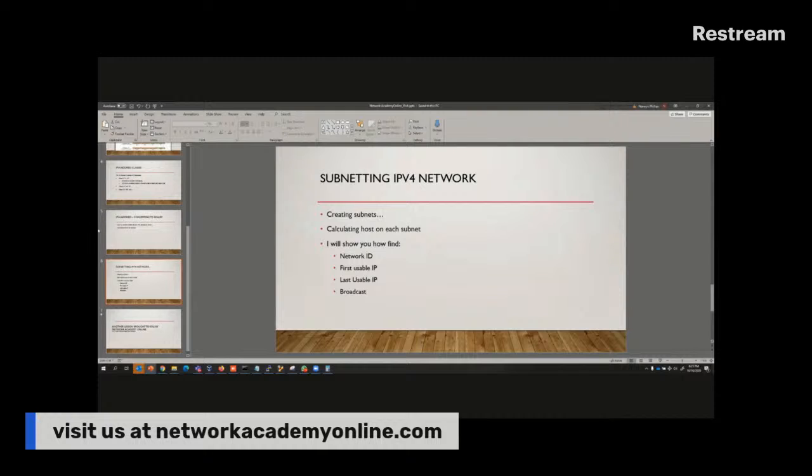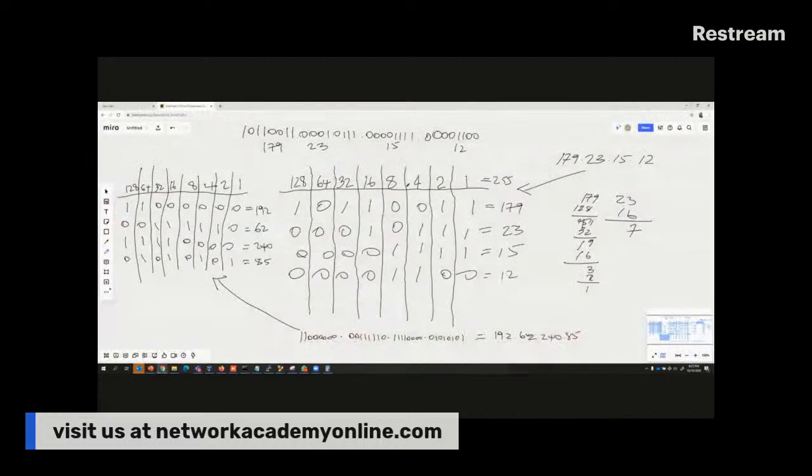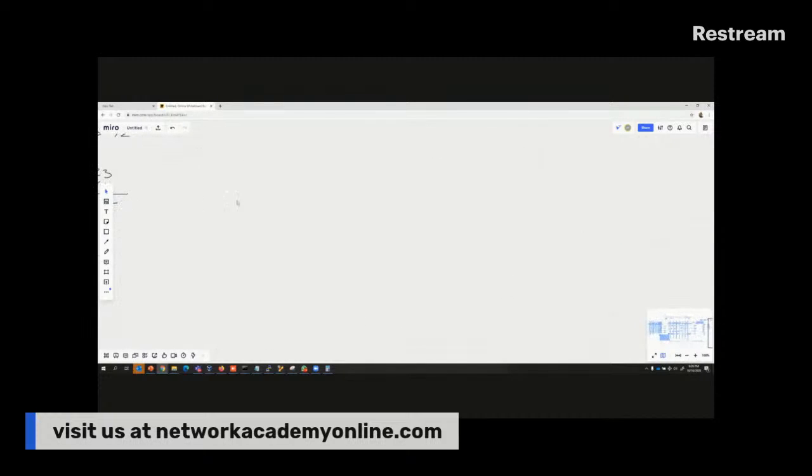All right, so right there, I showed you how to identify IP addresses by classes. I also showed you how to convert dotted decimal to binary and binary to dotted decimal. I'm going to show you now how to actually find network ID, first usable, last usable, and broadcast within networks. So to do that, let me get a new whiteboard. All right, so I'll just pull that off to the side, and let's take a look at that.